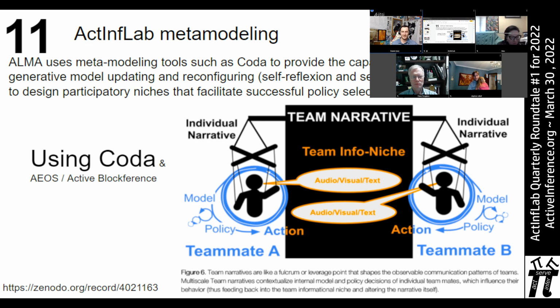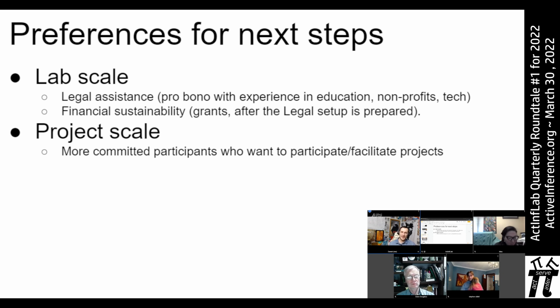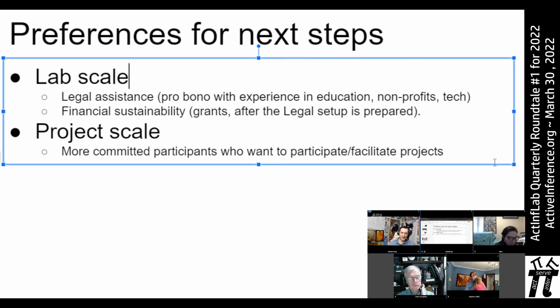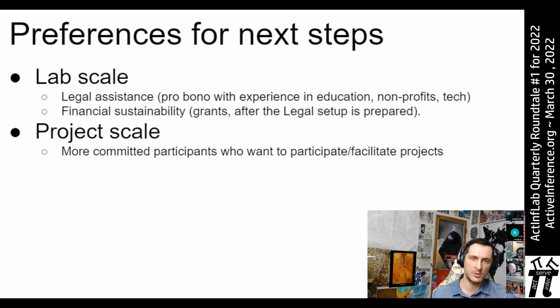They're all ongoing. Let's just kind of go over some next steps. At the lab scale, several areas that we're especially looking for assistance or contributions on would be on the legal side. For example, potentially connecting with a firm that would be interested in providing pro bono assistance, who has experience with education, nonprofits, intellectual property, tech, etc. And also helping our lab navigate a course towards financial sustainability, whether through grants or other mechanisms, but just finding a way that we can reward and stabilize the contributions of participants.